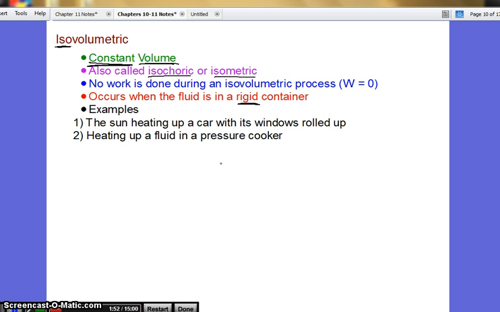Another example is heating up a fluid in a pressure cooker. A pressure cooker is just a pot with a lid on top that is sealed shut, so the gas cannot escape, nothing can enter. We might have a gauge on top to tell us the pressure. And so it's a rigid container, and therefore it would be isovolumetric.